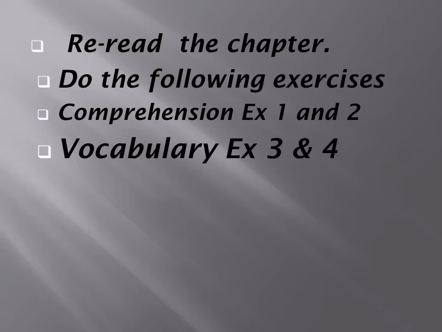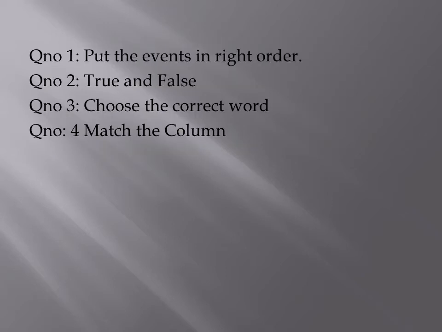You have to do the following exercises, which are comprehension exercises 1 and 2 on page number 62, and then vocabulary exercises 3 and 4, which are on page numbers 62 and 63, right? Okay, now open your books on page number 62 and look at the first question, that is, put the following events in the right order in which they happened. Write 1 to 6 in the boxes.